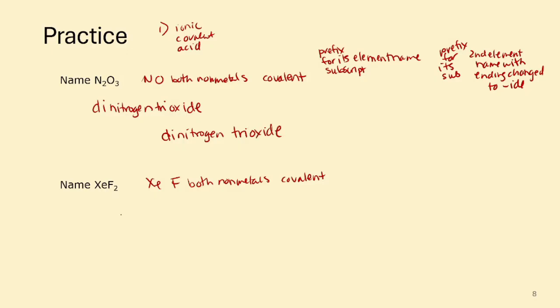Okay, Xe is xenon. You could put mono in front, but generally speaking, although it's not wrong to put mono in front, if it's a subscript of 1, we usually don't put a prefix. It's implied that it's 1. And then for the fluorine, I'll leave a space. And I'm going to change fluorine from INE to IDE. So it will be fluoride instead of fluorine. And the prefix for 2 is di, so xenon difluoride.